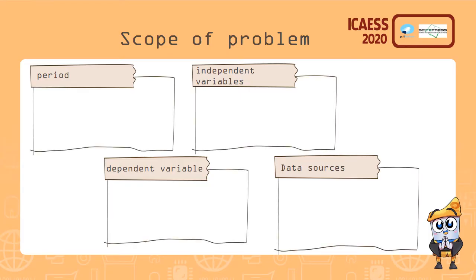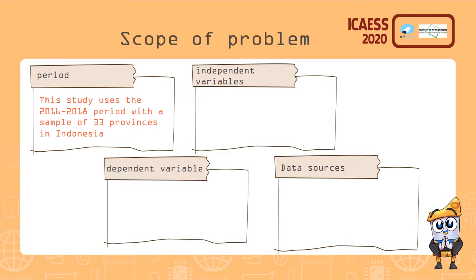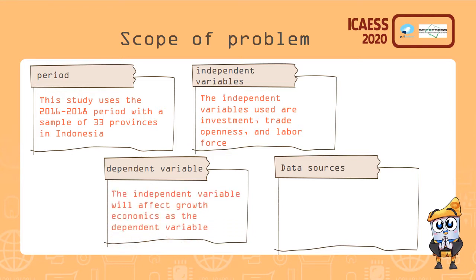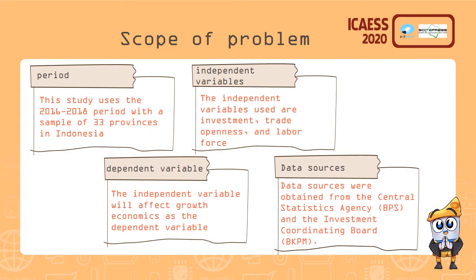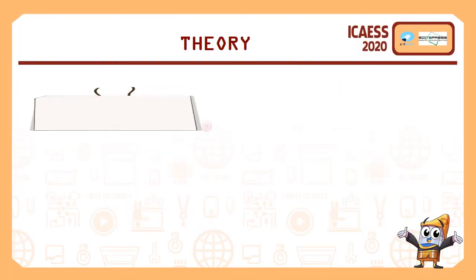Scope of problem. This study used the 2016 until 2018 period with a sample of 33 provinces in Indonesia. The independent variables used are investment, trade openness, and labor force. The independent variables will affect economic growth as the dependent variable. Data sources were obtained from the Central Statistics Agency or BPS and the Investment Coordinating Board or BKPM.